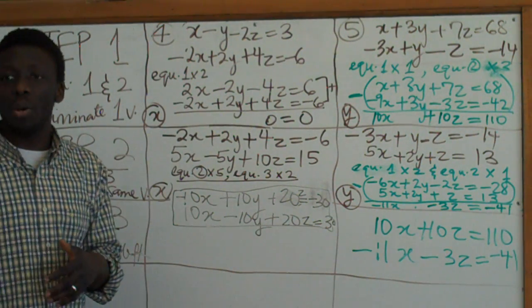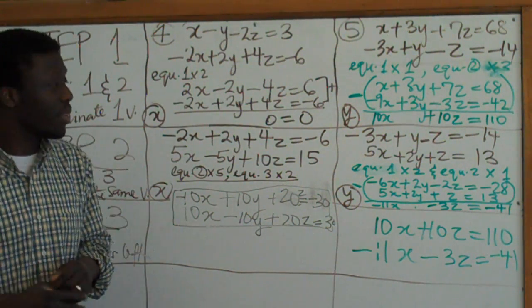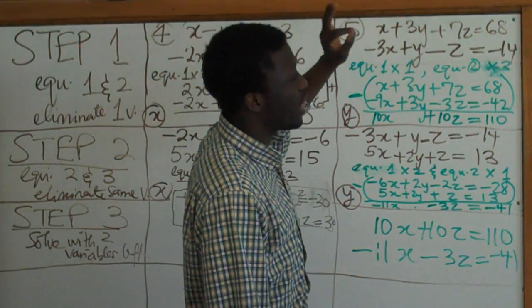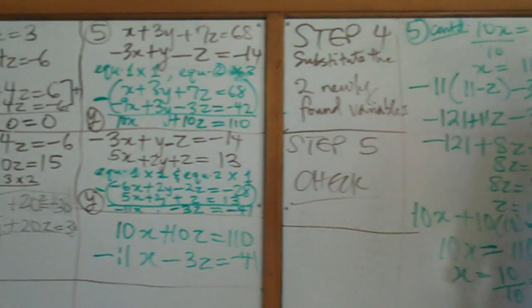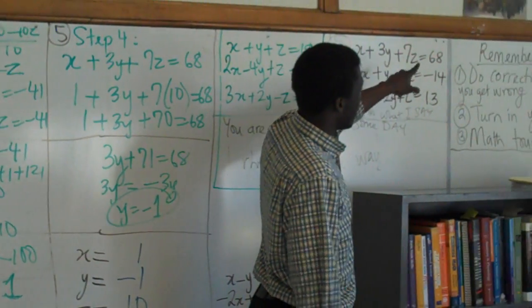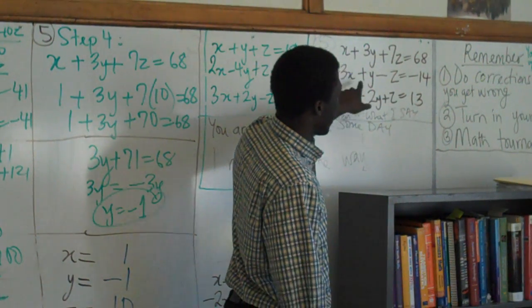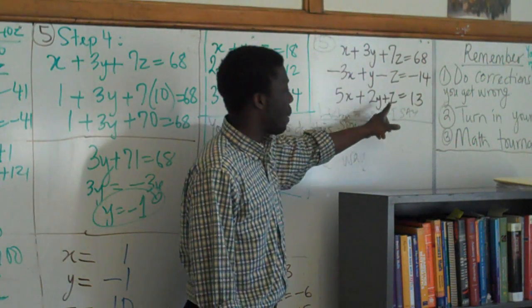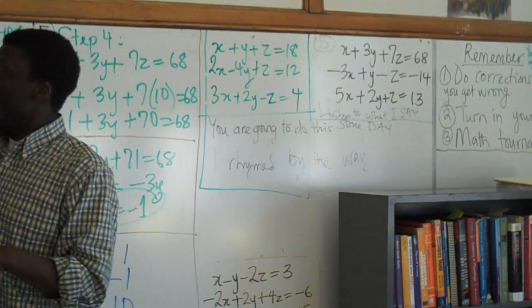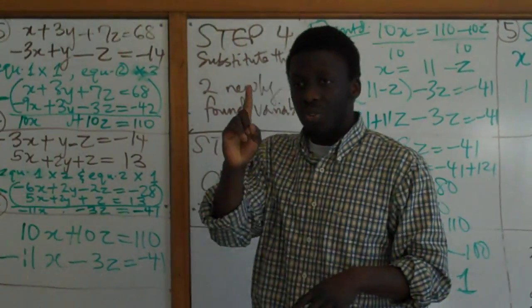Now let's deal with a problem where we can get just one solution. When you have an equation like x plus 3y, this is the one I'm going to solve. x plus 3y plus 7z is equal to 68, minus 3x plus y minus z is equal to negative 14, and 5x plus 2y plus z is equal to 13. This is how you solve it. Let's go with the first step.